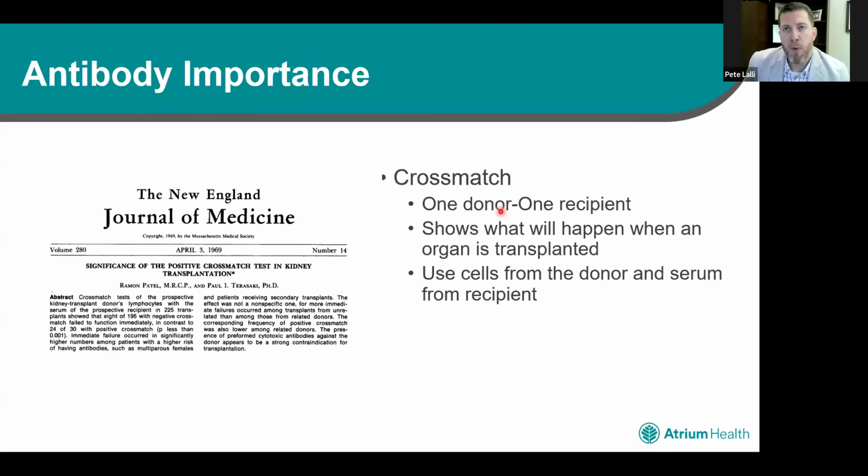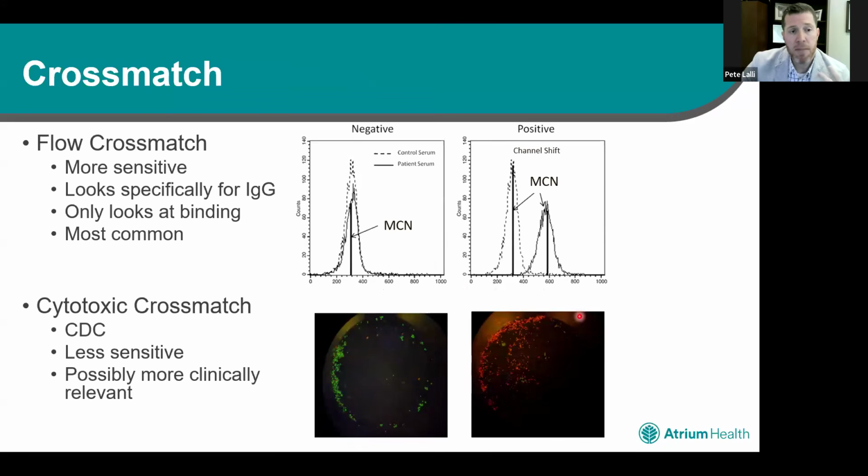So as I said before, when we do a transplant, one of the most important things that we need to know is, does our patient have antibody against that one specific donor? So in the case of our cross-match, we want to know one donor, one recipient. What's going to happen when we take that donor organ and put it into that specific recipient? So in this case, we take cells from the donor and serum from the recipient, and mix them together and see what happens. We have a couple of different ways that we can do this. We can use the flow cytometer, which is a little bit more specific. It only looks at binding, and it's kind of the most common way that we do cross-matches at this point.